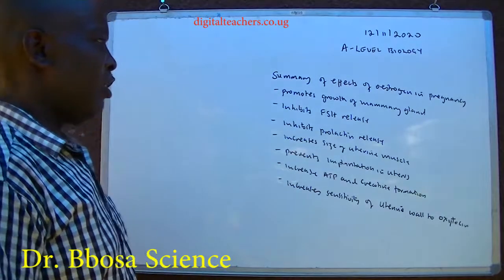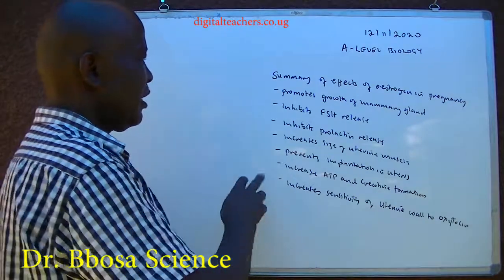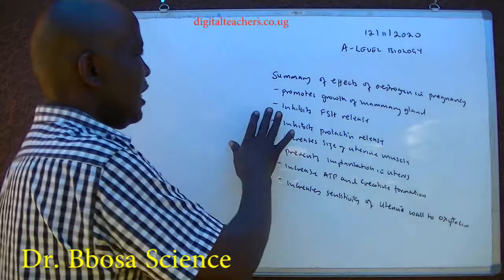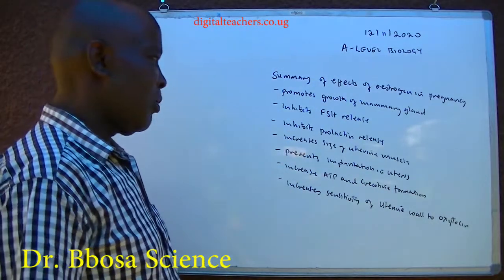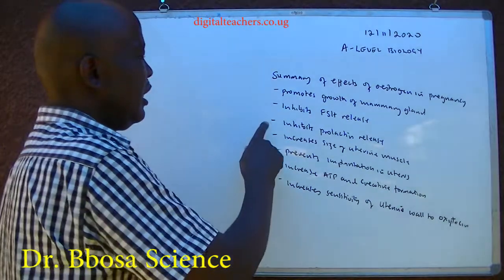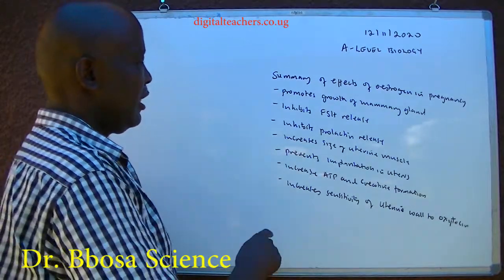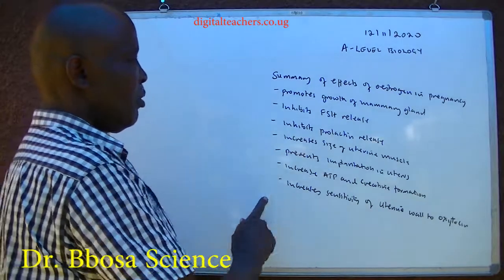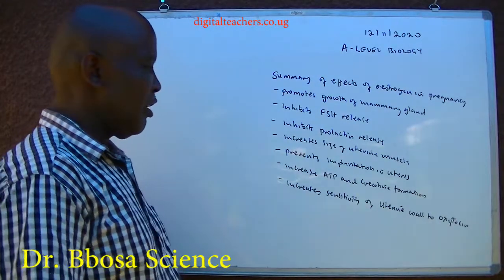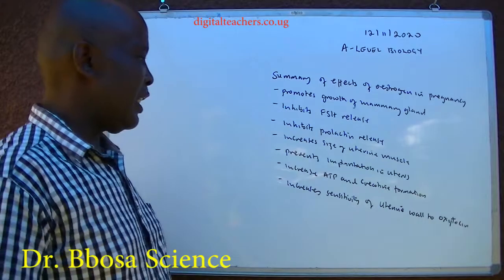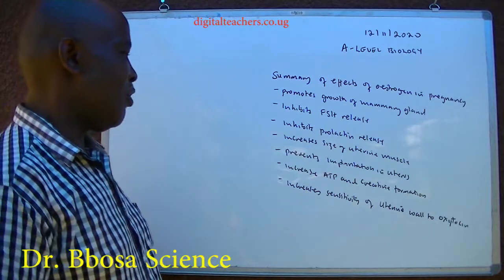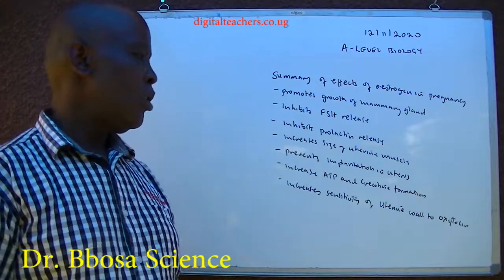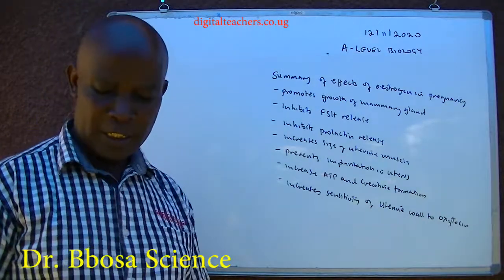Summary of effect of estrogen in pregnancy. Promotes growth of mammary glands, inhibits follicle-stimulating hormone release, inhibits prolactin release, increases size of uterine muscle, prevents implantation in the uterus, increases ATP and creatine formation, increases sensitivity of uterine wall to oxytocin.